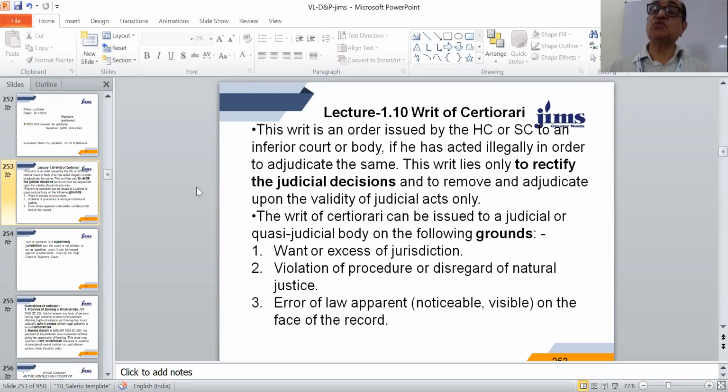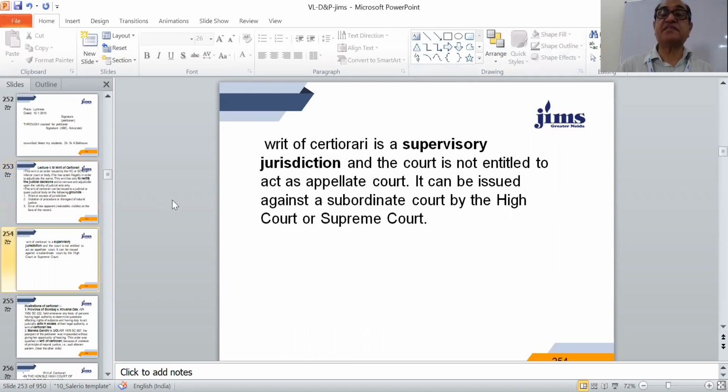I will repeat because you are supposed to draft the grounds of petition in your writ. So you must know what are those grounds. So the ground number one is want of jurisdiction with the lower court or excess of jurisdiction with the lower court. Second ground is violation of procedure. The procedure which is prescribed by law is not followed by the lower court, or they have disregarded the principles of natural justice. And the third major ground is that there is an error of law which is apparent and noticeable, clearly visible on the face of the record. So dear students, in a nutshell, this is the meaning of a writ of certiorari.